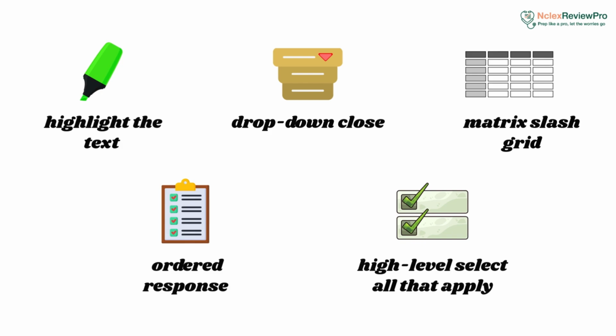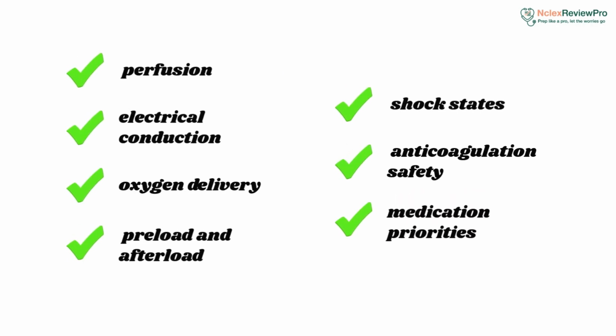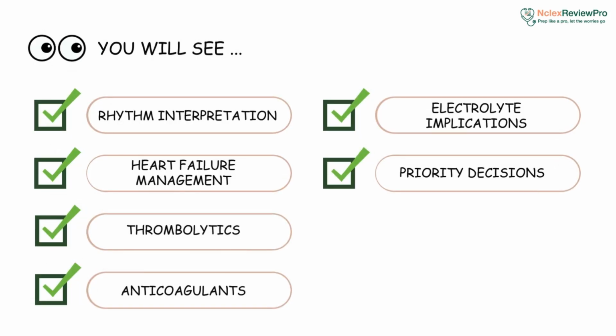Cardiovascular questions on the NCLEX are rarely about memorizing one fact. They test whether you understand perfusion, electrical conduction, oxygen delivery, preload and afterload, shock states, anticoagulation safety, and medication priorities. You will see rhythm interpretation, you will see heart failure management, you will see thrombolytics, you will see anticoagulants, you will see electrolyte implications, and you will absolutely see priority decisions.